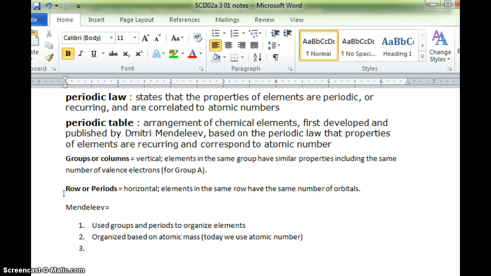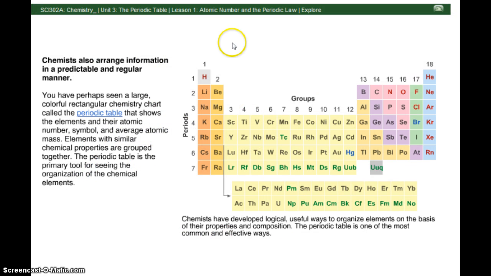Rows or periods are horizontal. Elements in the same row have the same number of orbitals. So if we draw the Bohr diagram, hydrogen has 1 electron and it fits in the first orbital. Helium has 2 electrons. It fits in the first orbital. Lithium has 3 electrons, so 2 fit in the first orbital, 1 fits in the second orbital, so 2 orbitals. Beryllium has 4 electrons, 2 in the first one, 2 in the second orbital, 2 orbitals. So all the elements here in this row or period have 2 orbitals.